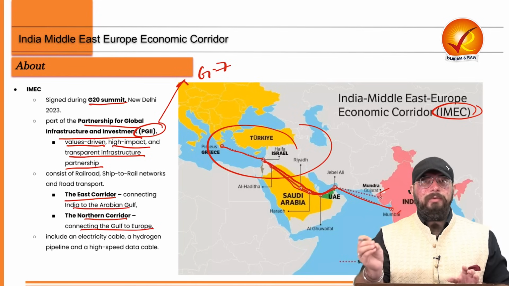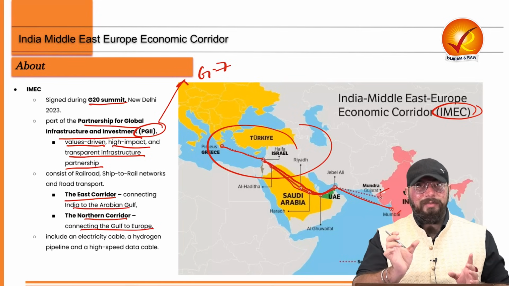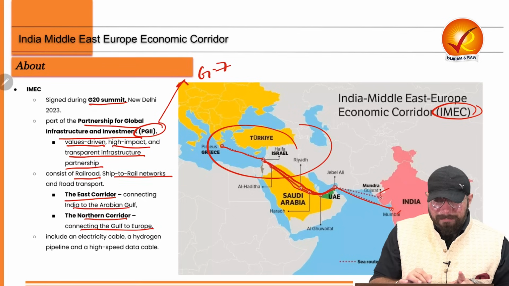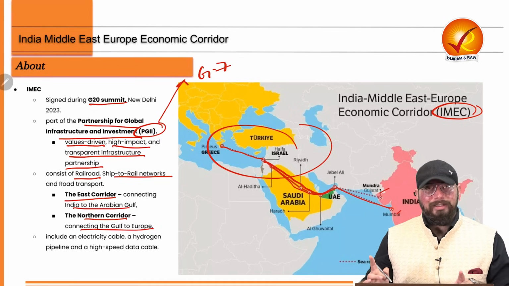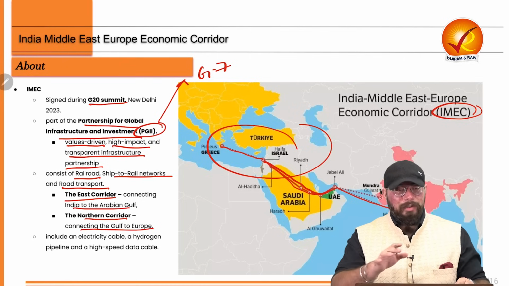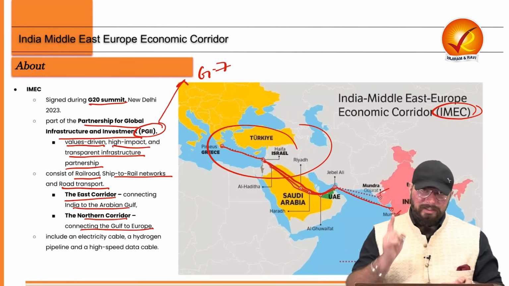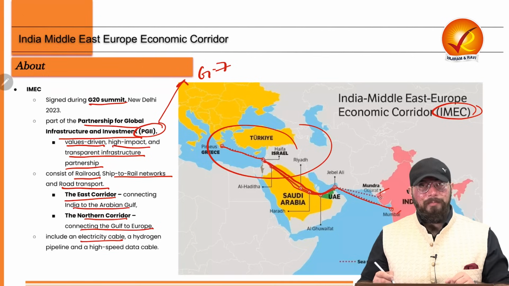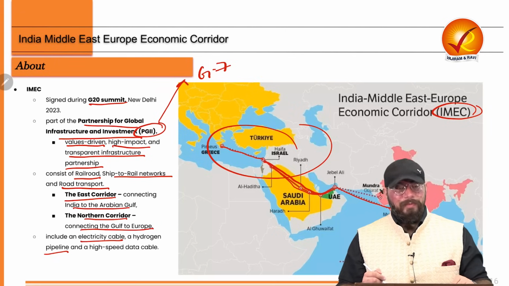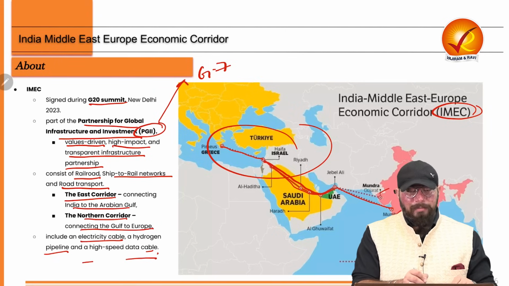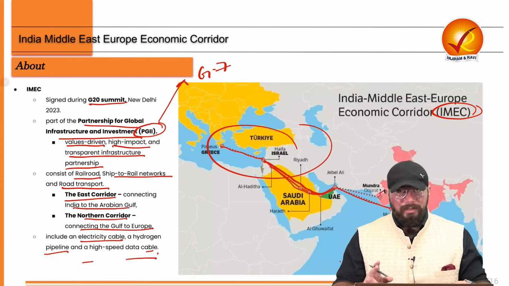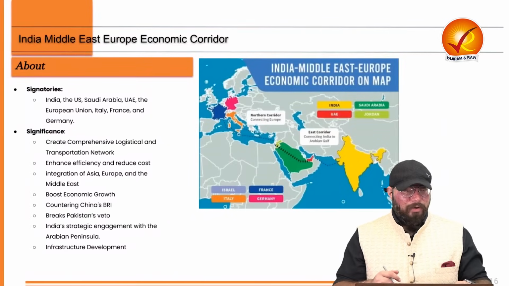But what will this IMEC entail, what will this corridor have? The corridor will basically have railroad connection, ship-to-rail network, port connection and road transport connection. So all of these connections will be part of this corridor. And what other things? There will be electricity cables as well, which can be used in this corridor. A hydrogen pipeline will also be made, and a high-speed data cable will also be ensured in this India, Middle East, European Economic Corridor. So this is about the corridor.